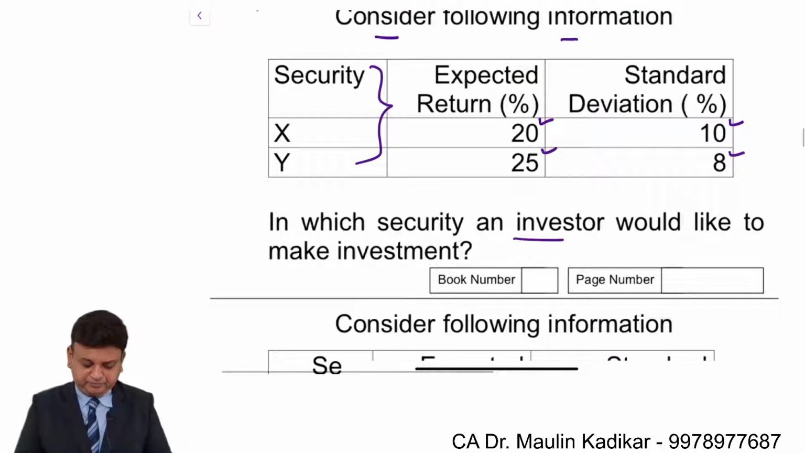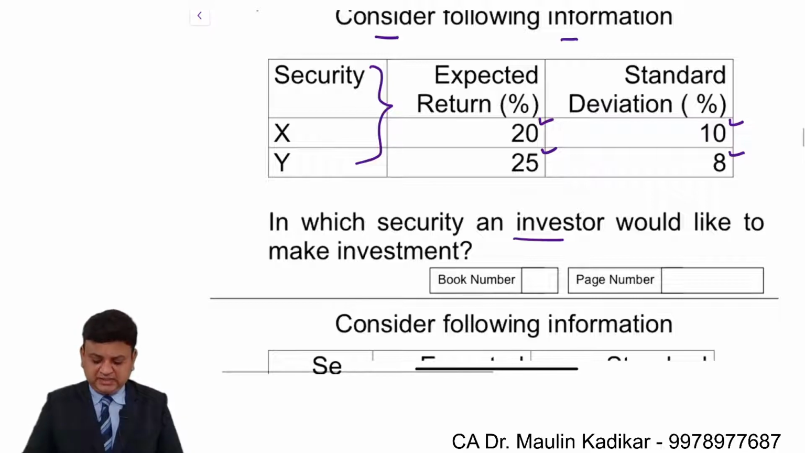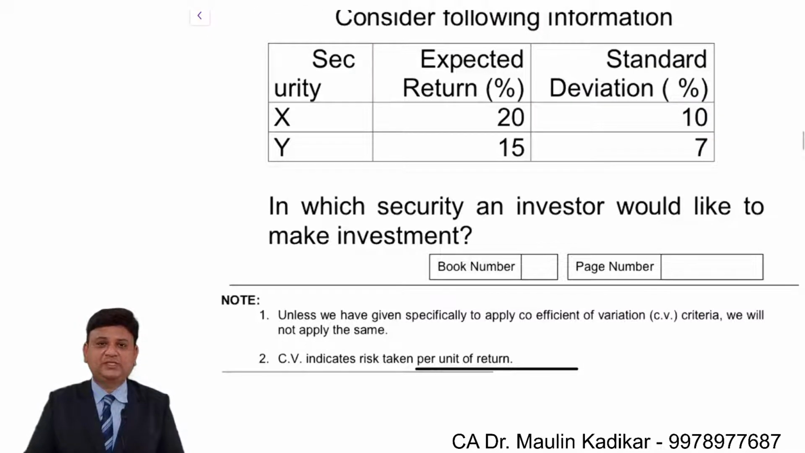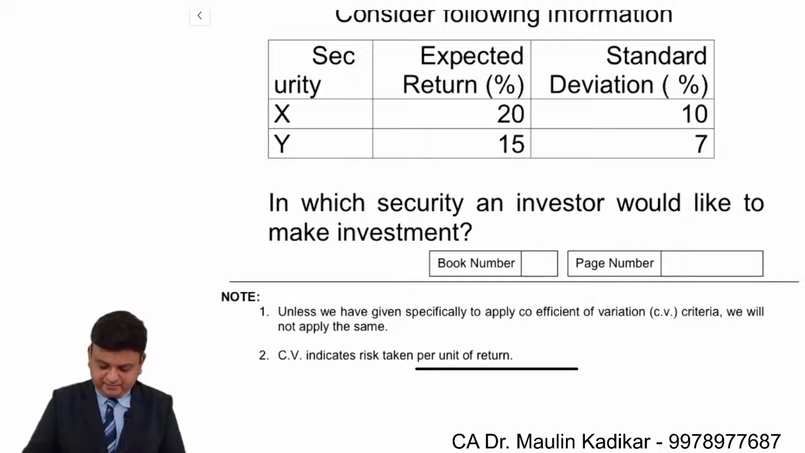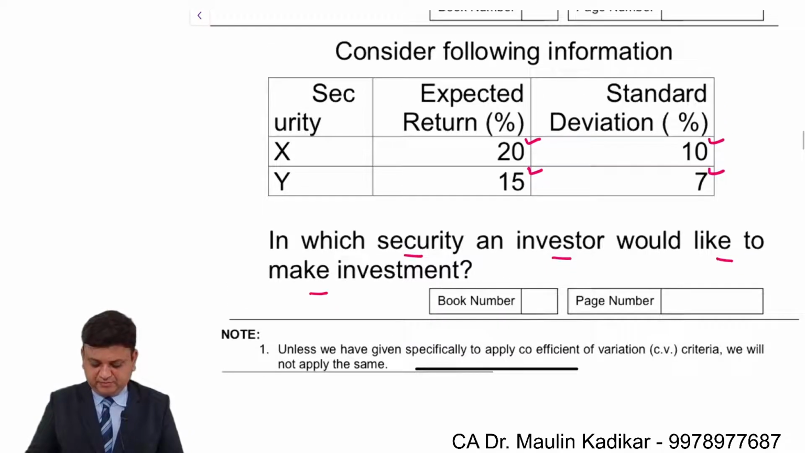Next, consider the following information. Information is given for security X and Y. Expected return is 20% and 15%. Standard deviation is 10% and 7%. In which security would an investor like to make investment? That is the question.